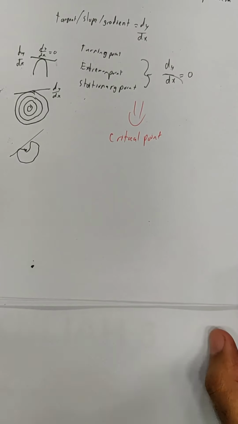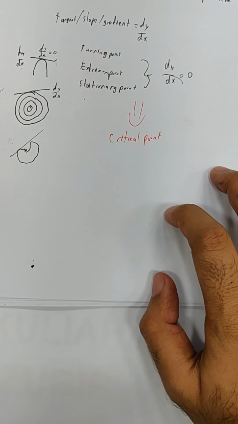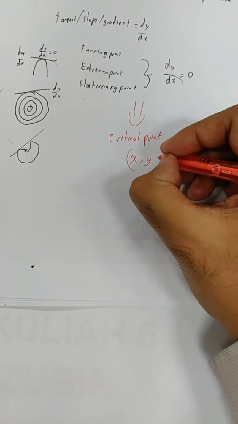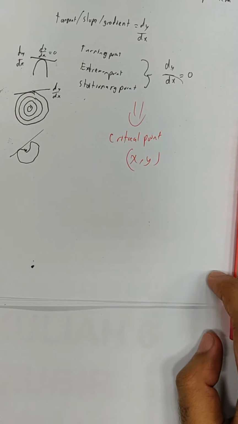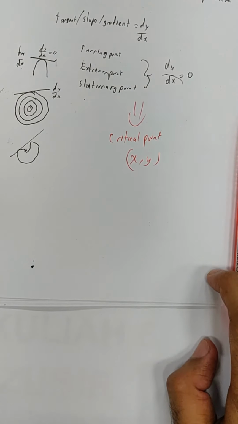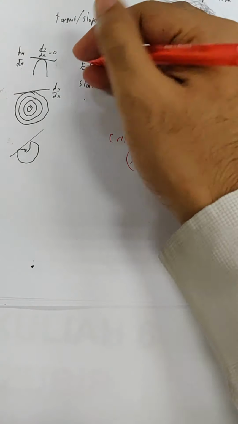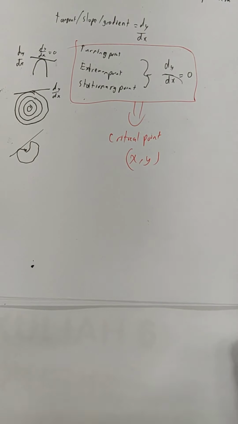Normally, we differentiate and set dy/dx equals 0, so now we want to find the value of x and y. The x and y is what we call the critical point. Once you figure out the critical point, you want to know whether it's the maximum or the minimum critical point. So firstly, you need to find this one. And when you find the critical point, you are not sure whether it is maximum or minimum.